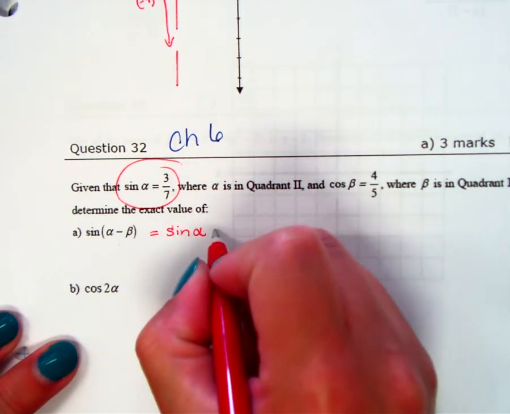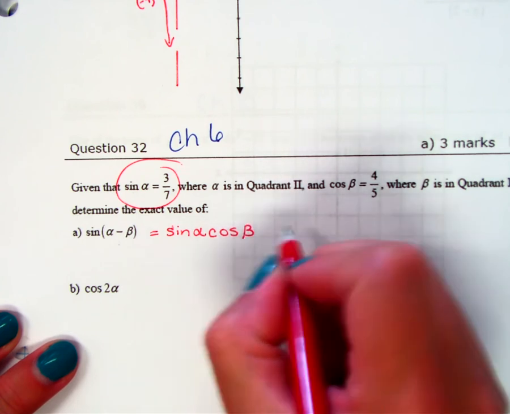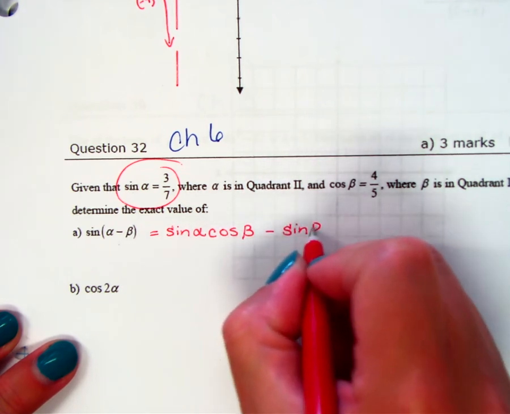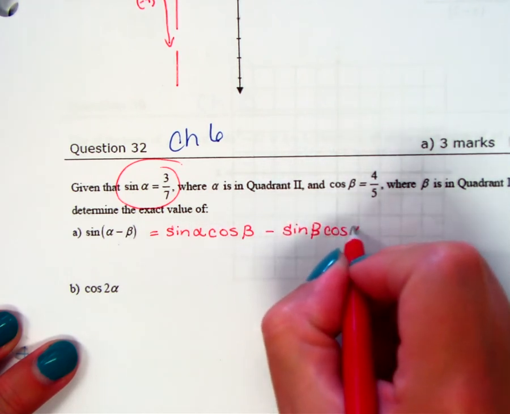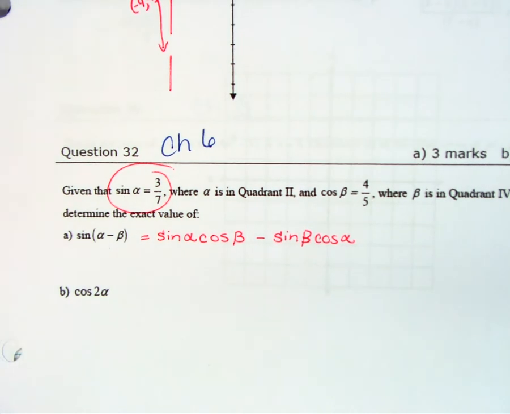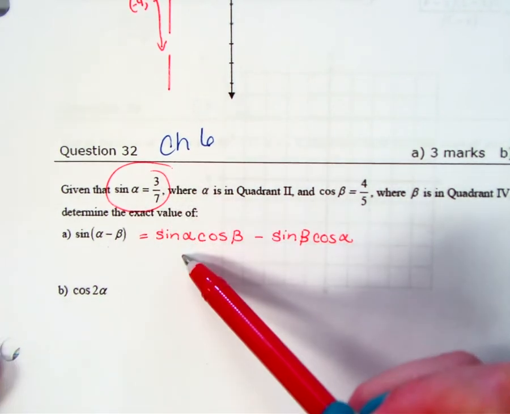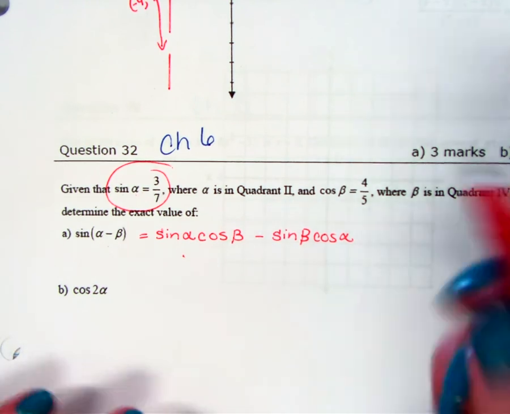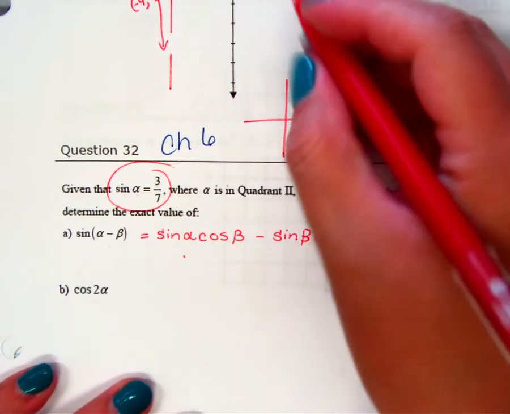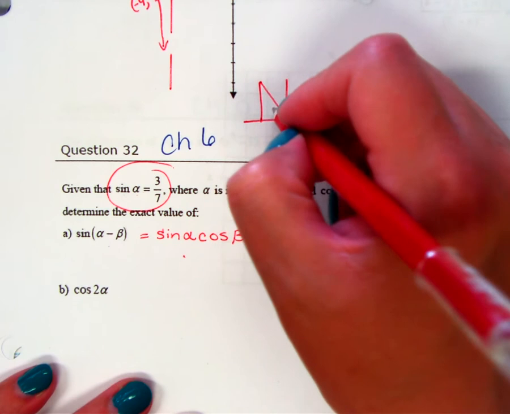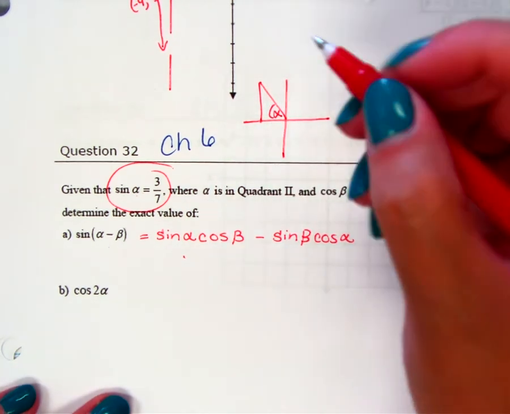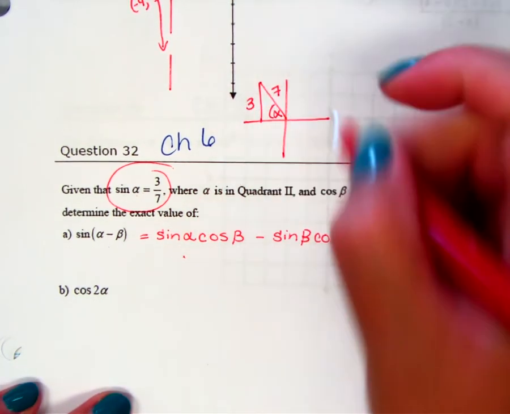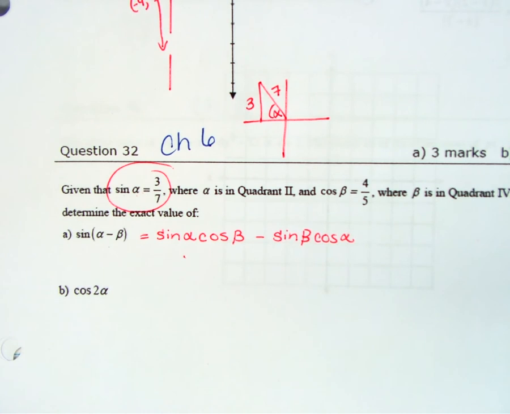Sine alpha cos beta minus sine beta times cos alpha. So that's from your formula sheet, right? So you need some information. You know what sine alpha is. That's really nice. So sine alpha is this, and alpha is in quadrant 2. So you're going to draw a picture. There's alpha. So sine, this would be 3. That would be 7.